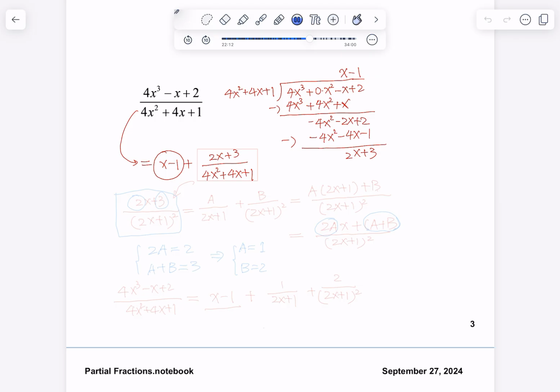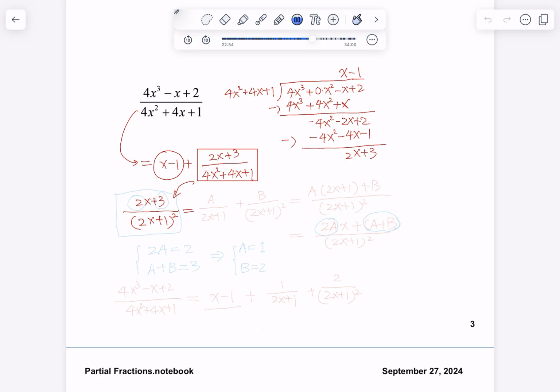Next, we are going to decompose this term into partial fractions, because now this term has the degree of the numerator smaller than the degree of the denominator. To do that, we must first factorize the denominator, and that is 2x plus 3 over 2x plus 1 squared. That is a factorized form. Play the same game as before.